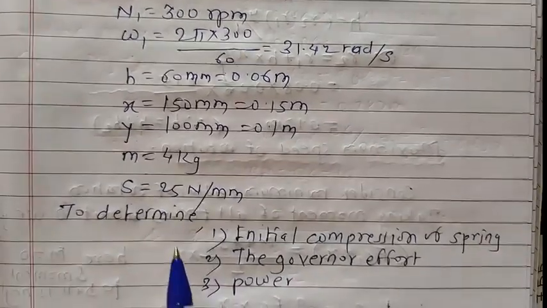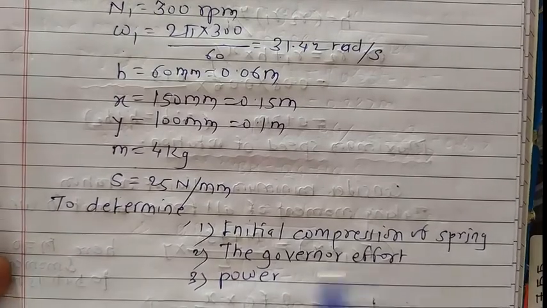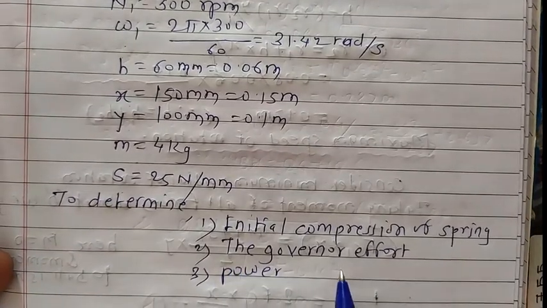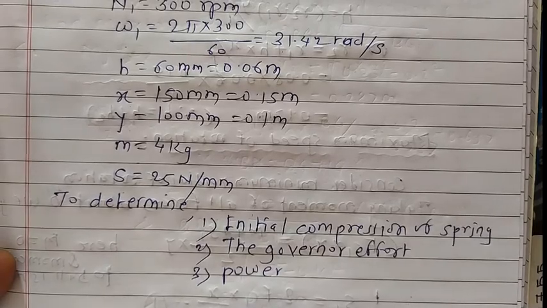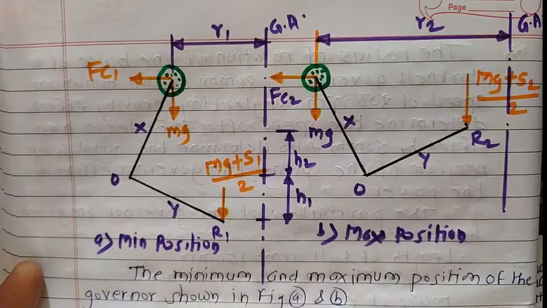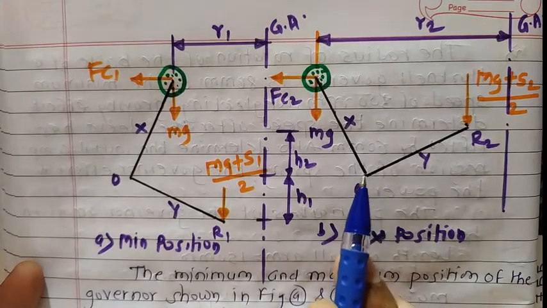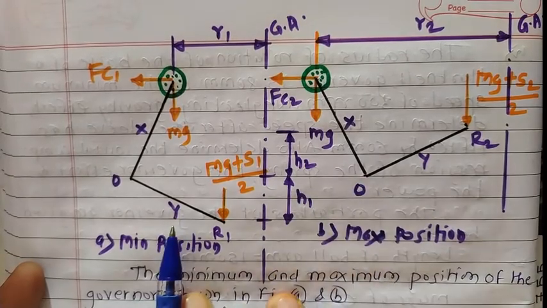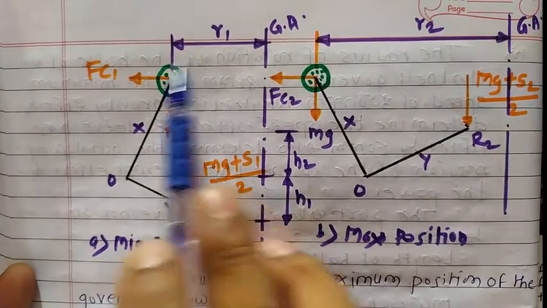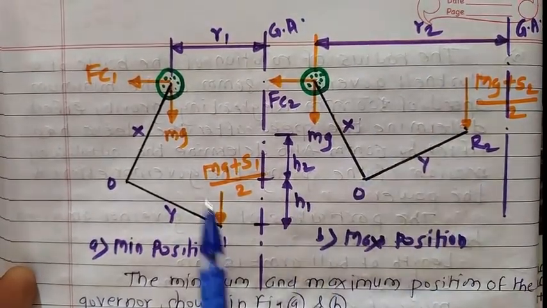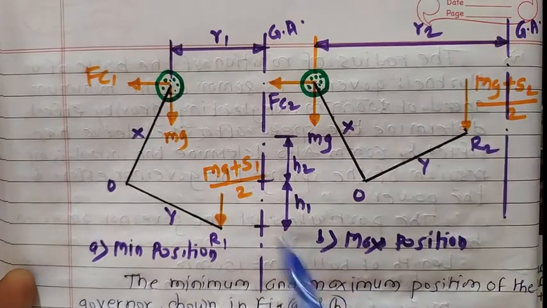Our ultimate aim is to find the initial compression of the spring. The second point is the governor effort, and the next one is the power of the governor. Corresponding to the maximum and minimum positions, just draw the diagram like this. Here is the minimum position, and here is the maximum position.